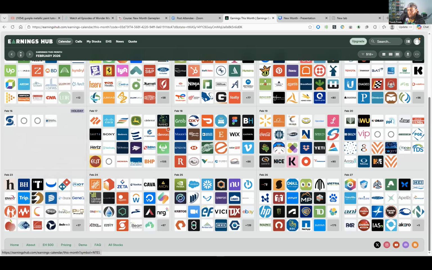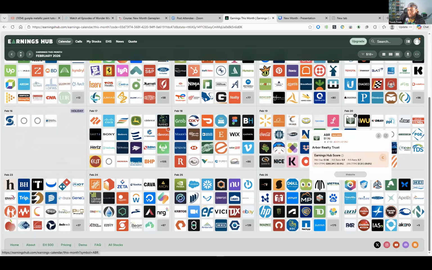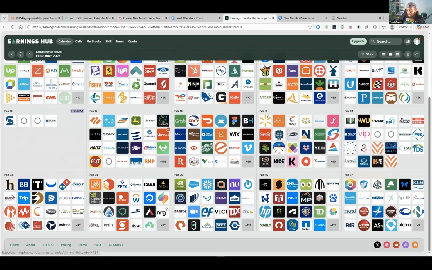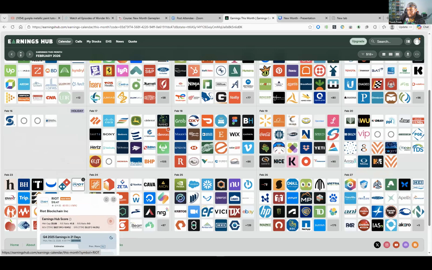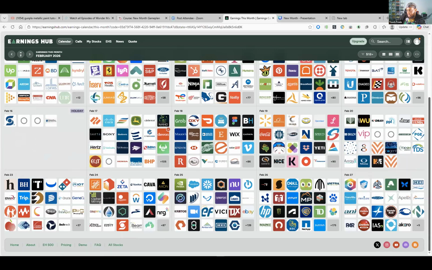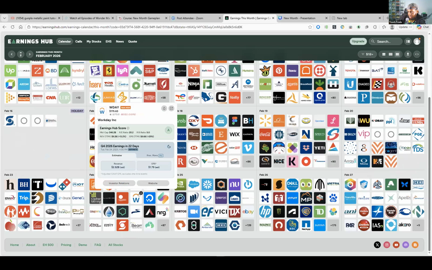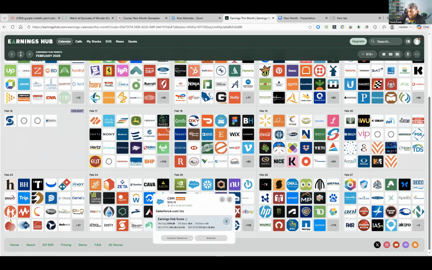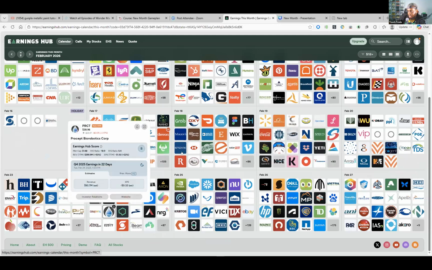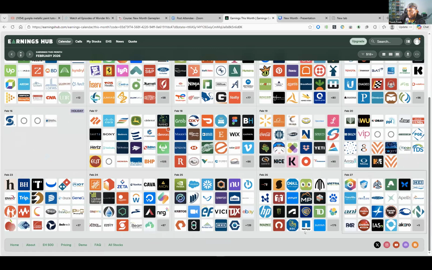Hims, Domino's Pizza, Trip.com, Internet of Things. Oh, that's Riot. Riot. Home Depot, Kava, Cypher, Lucid. What's this one? Workday. What's this? CRM, NRG. What's this? I don't know what that is.